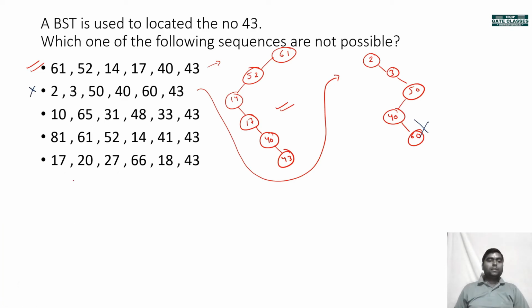So what is the third? Third I am solving over here. It is 10. Then right is 65. Then after that 31, 48. So 31 like this, 48 like this, and after that 33 and 43. So 33 like this and 43 like this.